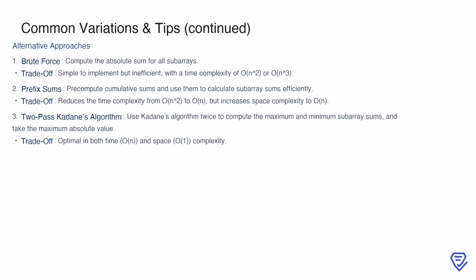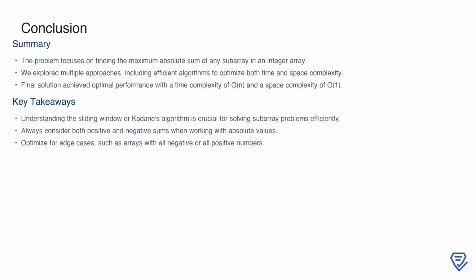The most efficient approach is the two-pass Kadane's algorithm. By running Kadane's algorithm twice, once for the maximum subarray sum and once for the minimum subarray sum, you can find the maximum absolute value in O(n) time with O(1) space complexity. This method strikes the best balance between simplicity and efficiency, making it the optimal choice for solving this problem in competitive programming or interviews. Great job!